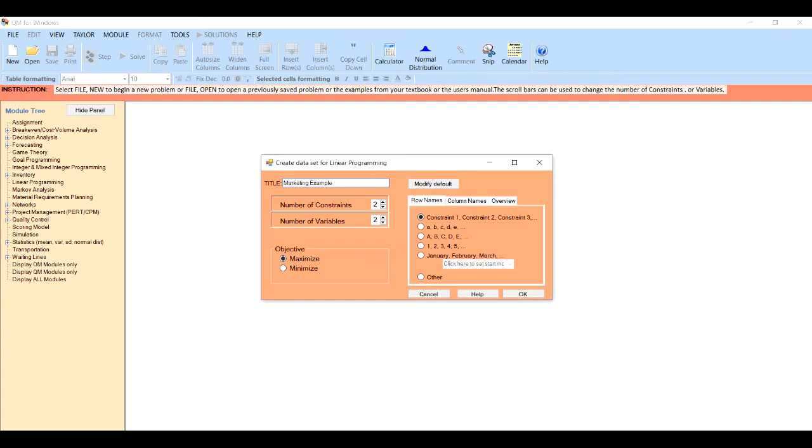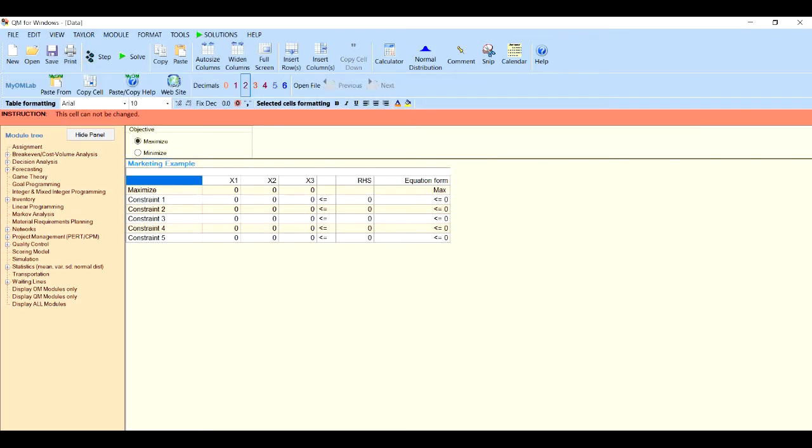Then we have to enter how many decision variables and how many constraints that we have. In this situation, and you'll remember from last time, we have 3 decision variables: television commercials, radio commercials, and newspaper ads. We also know we have not 1, 2, 3, or 4, but 5 constraints. So we enter that information here. We hit OK, and the computer will generate this chart for us.